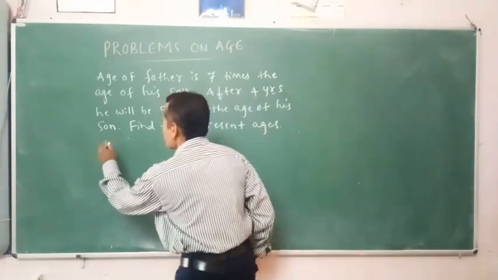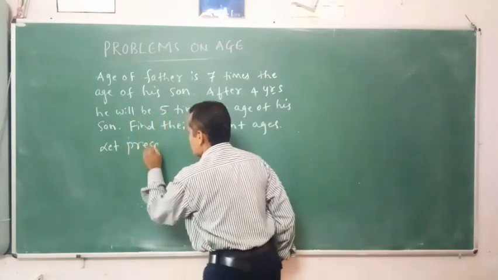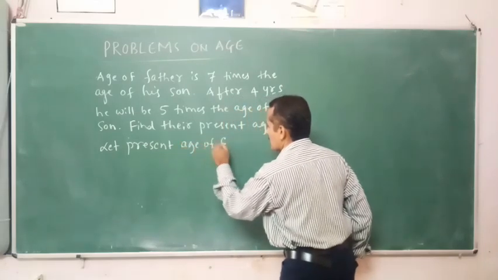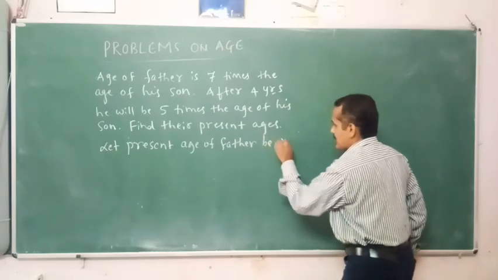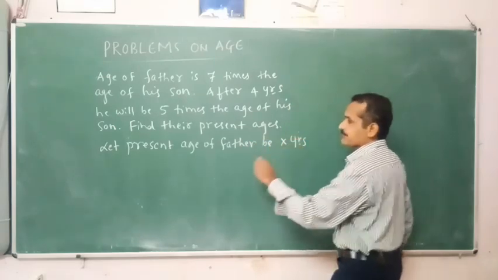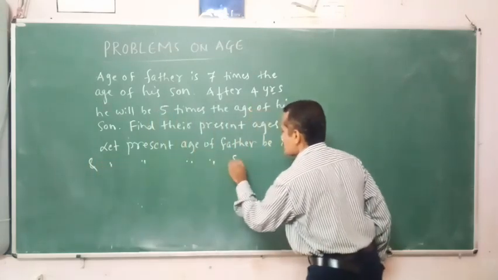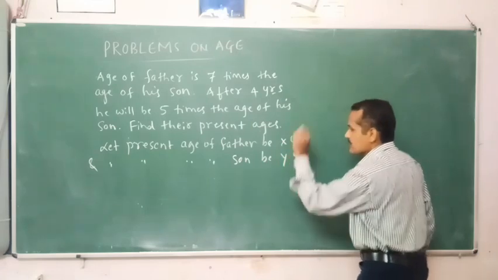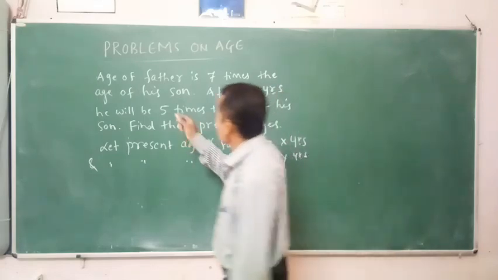Okay, we will start. Let the present age of father be x years, and let the present age of son be y years. Okay, as usual. Now let me start.